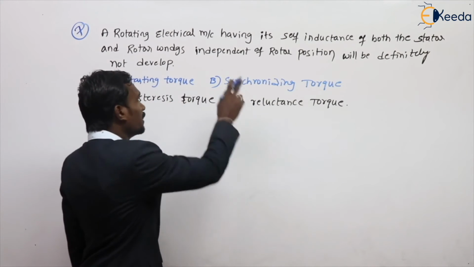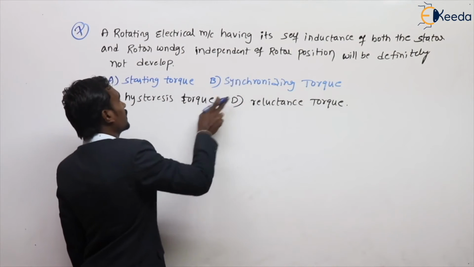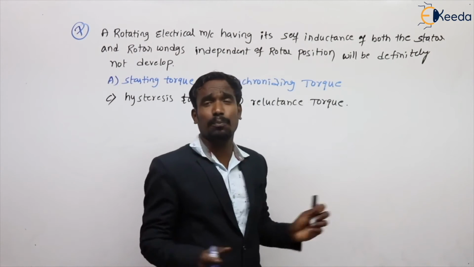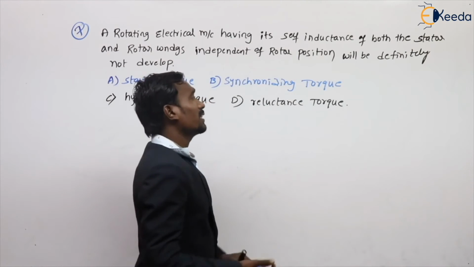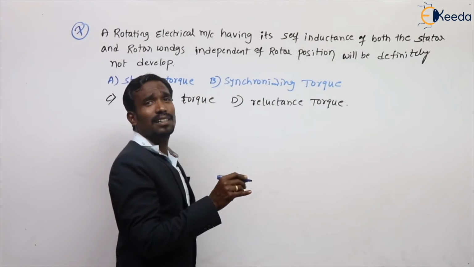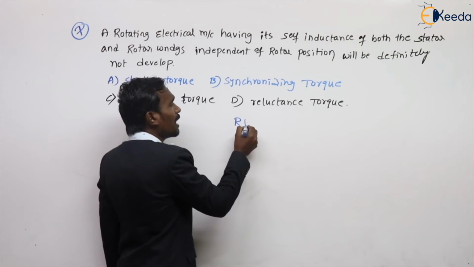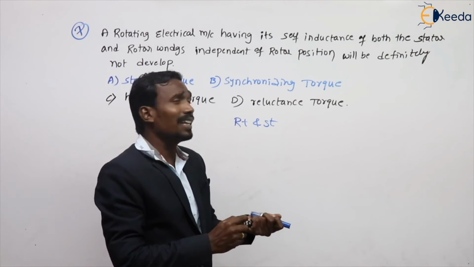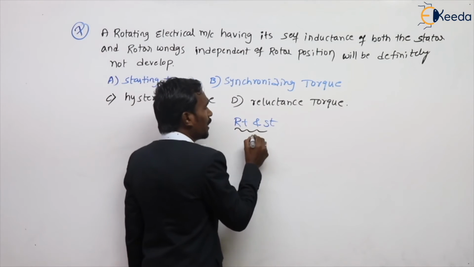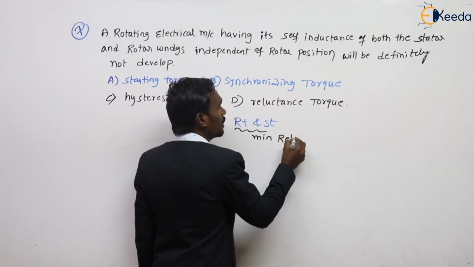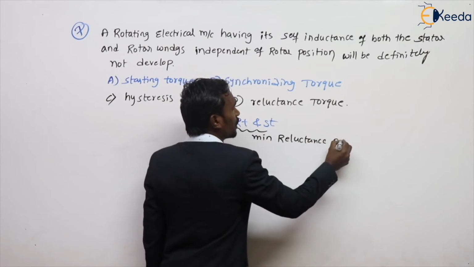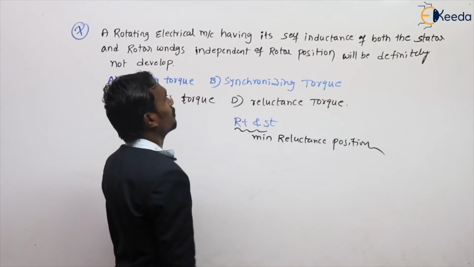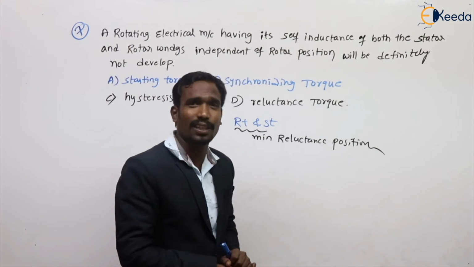And especially in this case, the starting torque, synchronizing torque and hysteresis torque will all be produced, but reluctance torque will not develop, because generally the reluctance torque aligns the rotor and stator in the minimum reluctance position. Generally, in our induction machine, there is no minimum reluctance position.